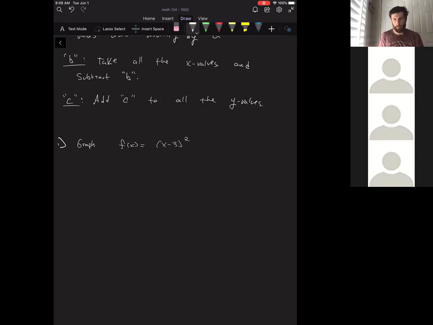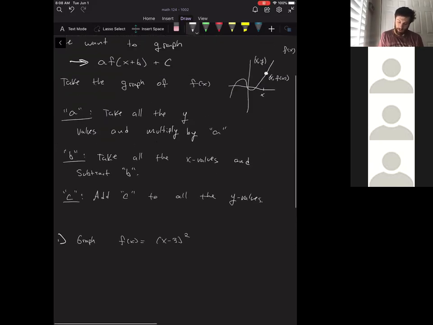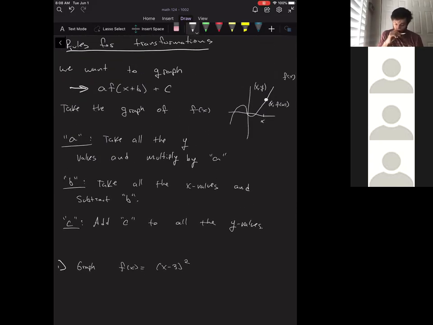The first step that we do for all these problems is we need to find something called the parent function. In the example up above, f of x is called the parent function. So maybe we can make a mention of that. f of x is called the parent function.